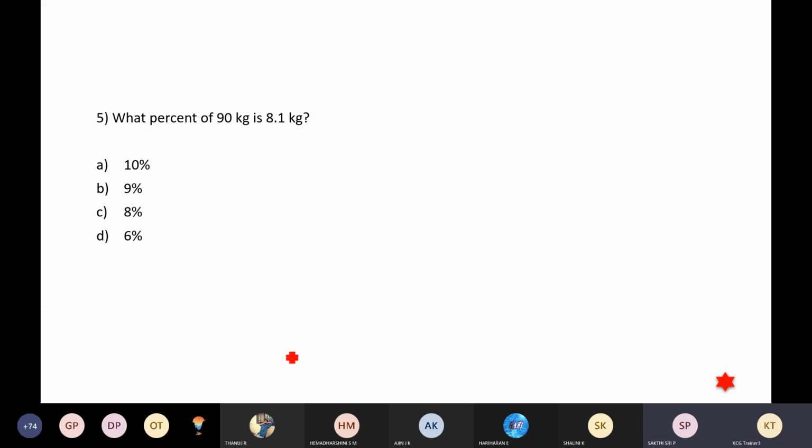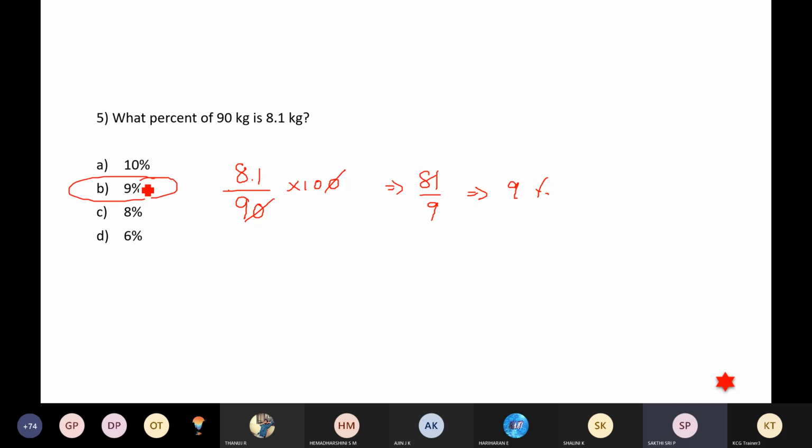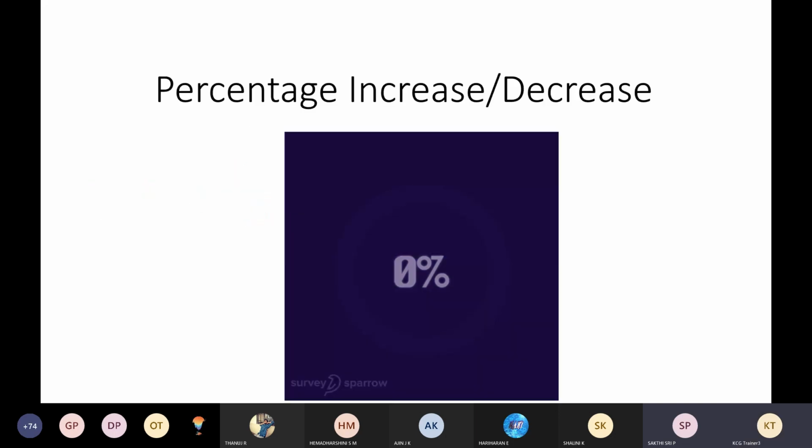Awesome. What's my question here? Out of 90 kg, 8.1 kg is how much percentage? Correct? 0, 0 gone. 8.1 into 10, so it's 81 by 9. My answer is 9 percentage. Yes, 9 percentage. Clear? Excellent.